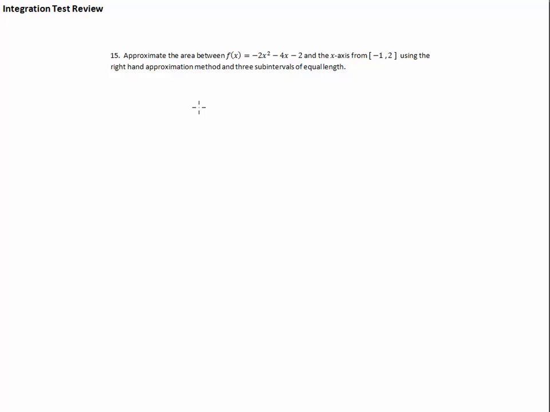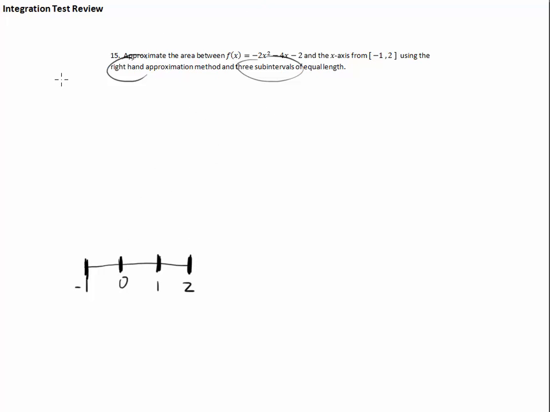This is the same as the first problem. Approximate the area between this function and the x-axis from negative 1 to 2. So here's negative 1, 0, 1, and 2. We want to use the right-hand method and 3 subintervals. Sweet. So there are our 3 subintervals right there.